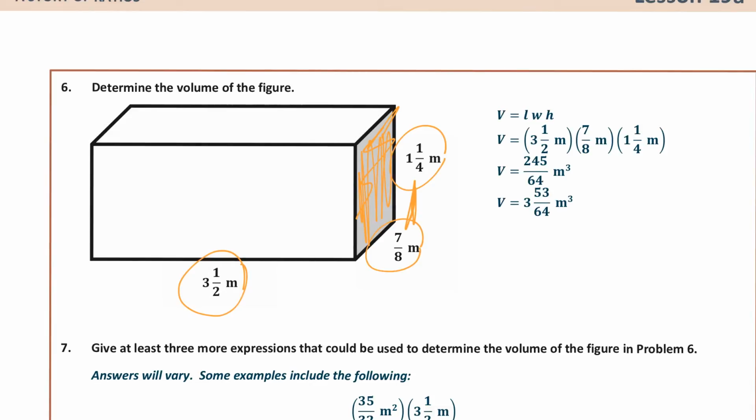You would want to change these to improper fractions. So this would be 7 over 2. This one was already a nice fraction, so times 7 over 8, times this one would be 5 over 4. You could just multiply straight across, and you should get 245 over 64. And you could leave it like that if you want, or you could change it to a mixed number.